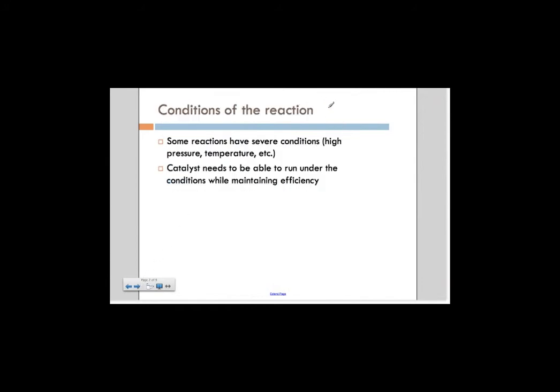Okay, so the third thing to consider is what conditions that reaction is going to run under with your particular catalyst. A lot of reactions have to run under pretty severe conditions, even in the presence of a catalyst, which is supposed to allow you to run under milder conditions. You need to make sure that the catalyst you're choosing is going to hold up for as long as possible under those conditions without losing its efficiency. So you want the catalyst to be really robust.